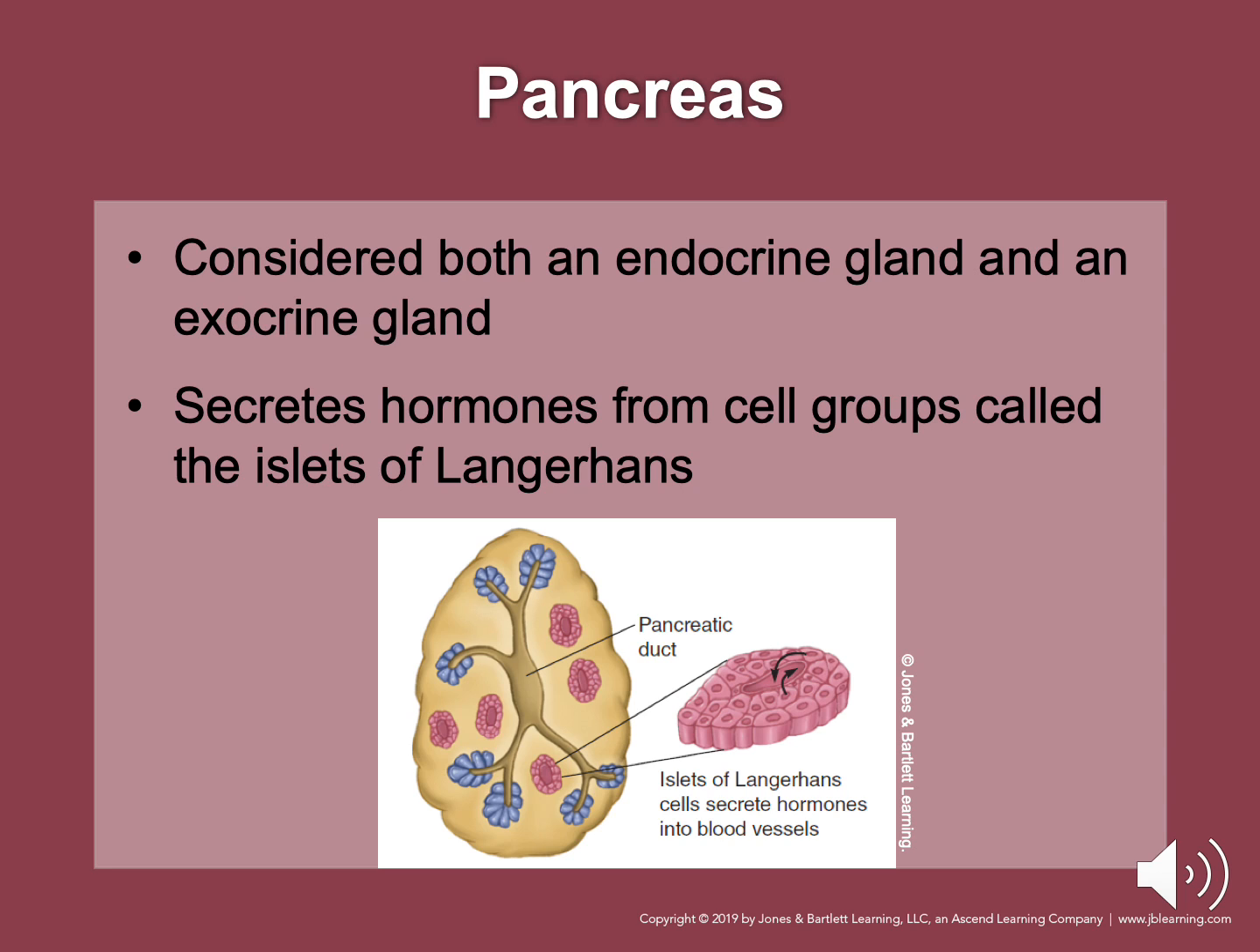The pancreas is considered both an endocrine gland and an exocrine gland. The endocrine component secretes hormones from cell groups called the islets of Langerhans, and it secretes the polypeptide hormones insulin, glucagon, and somatostatin.